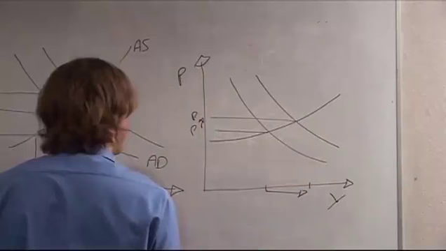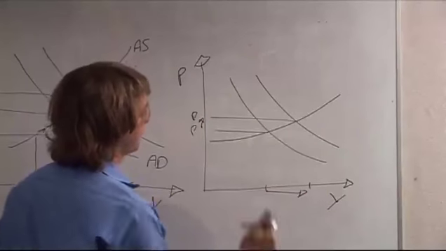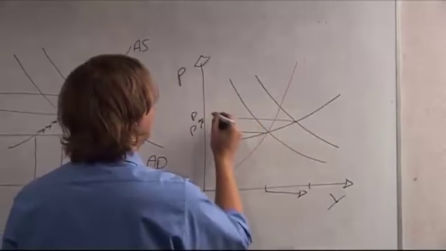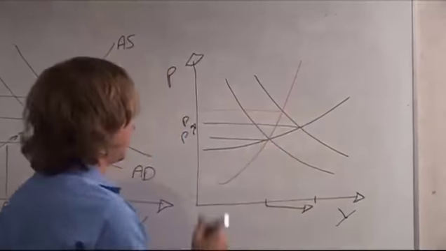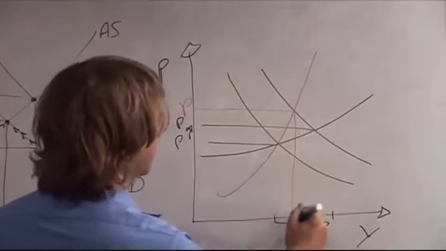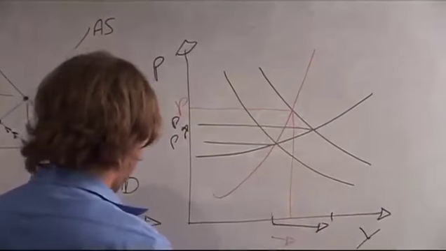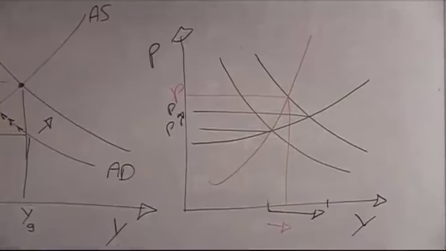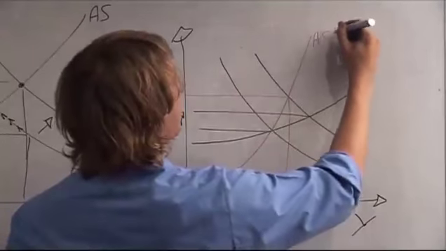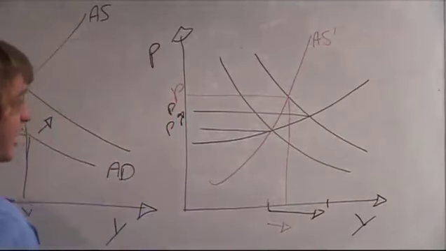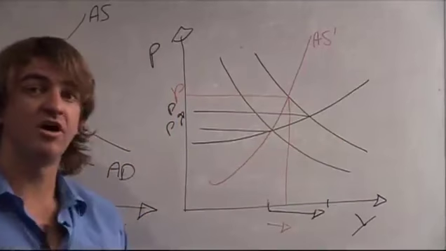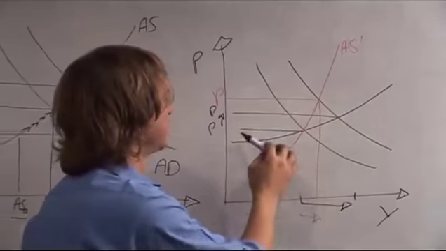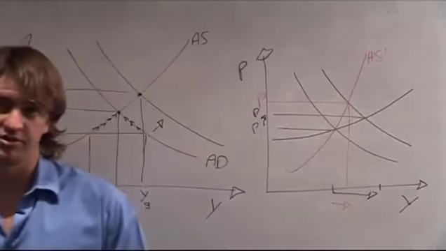However, if the aggregate supply curve was very steep, you would have to have a very large increase in price, and you would still have an even smaller increase in output. So the effect on output is dependent, let me just label these, aggregate supply 1. So the effect on output is dependent on how far the price increases. If there is a large price increase, you're going to have a very small effect on output. If there is a small price increase, you're going to have a very large effect on output.